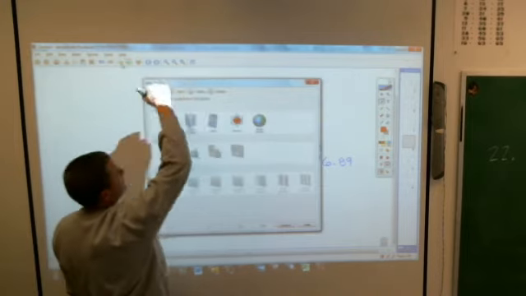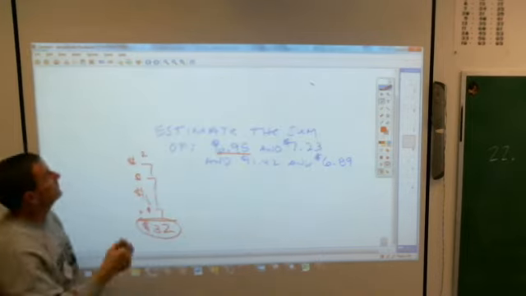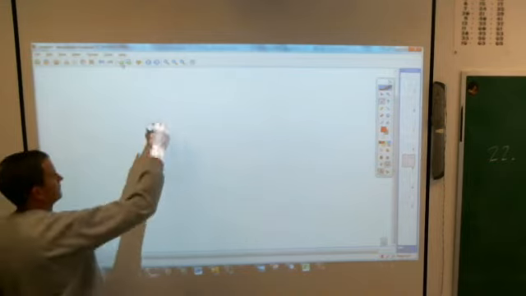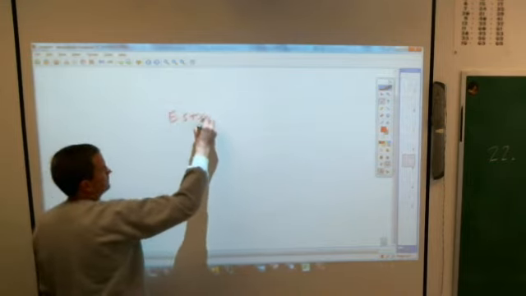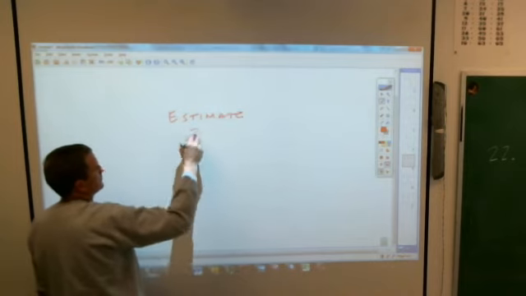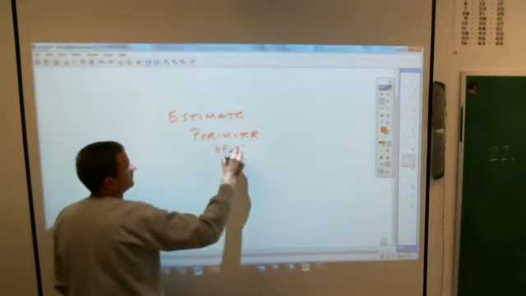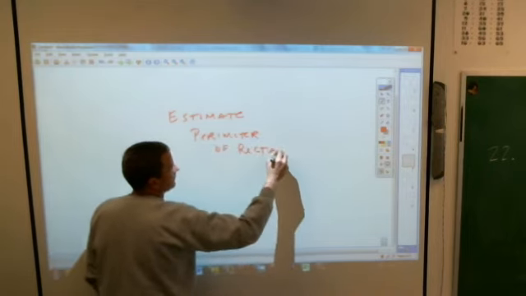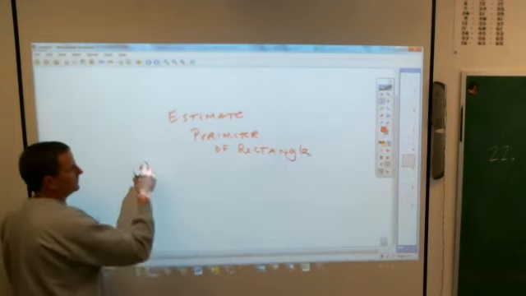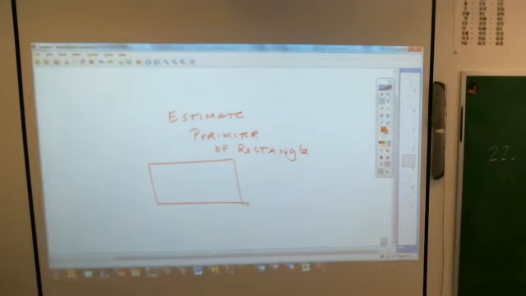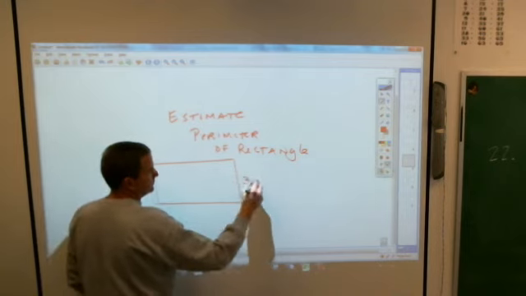One more problem, just to make sure that we have accomplished the feat at hand. Estimate the perimeter of this triangle. I'm sorry, of this rectangle. I suppose I should give you the rectangle, huh? Let's say our rectangle is 31 millimeters by 78 millimeters.